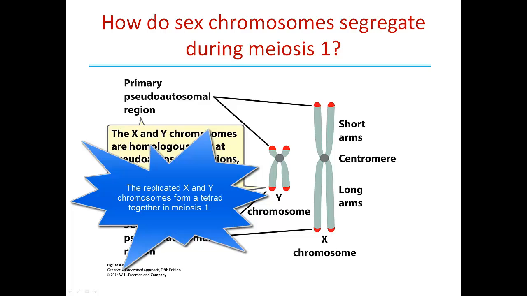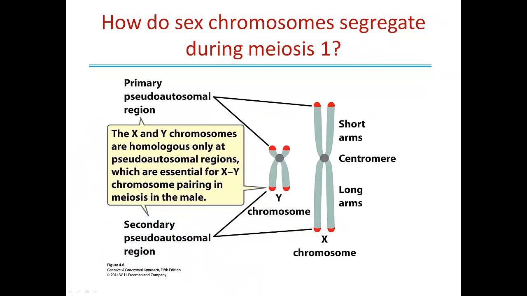The reason that these chromosomes can pair with each other is because they actually share regions of similarity that are called pseudo-autosomal regions. These are found at the ends of the Y chromosome and the X chromosome, and they allow the X and the Y to line up and then segregate. So the X goes one way and the Y goes the other way.